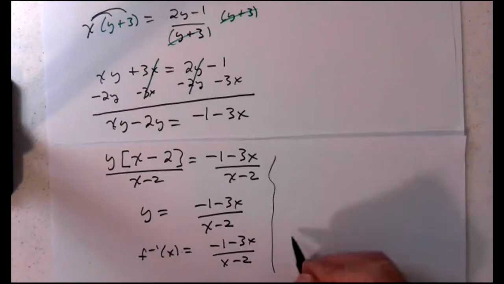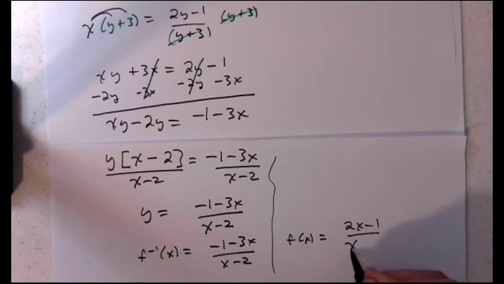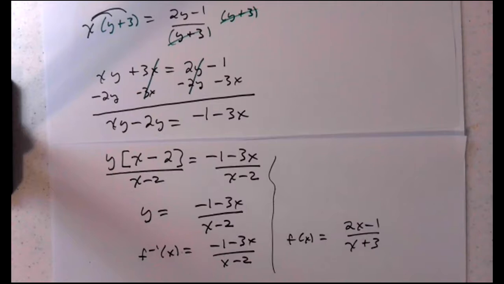Now, how can we check this? Our original function f of x was 2x minus 1 over x plus 3. I want to look at the graph of both of those functions and see what we can identify.